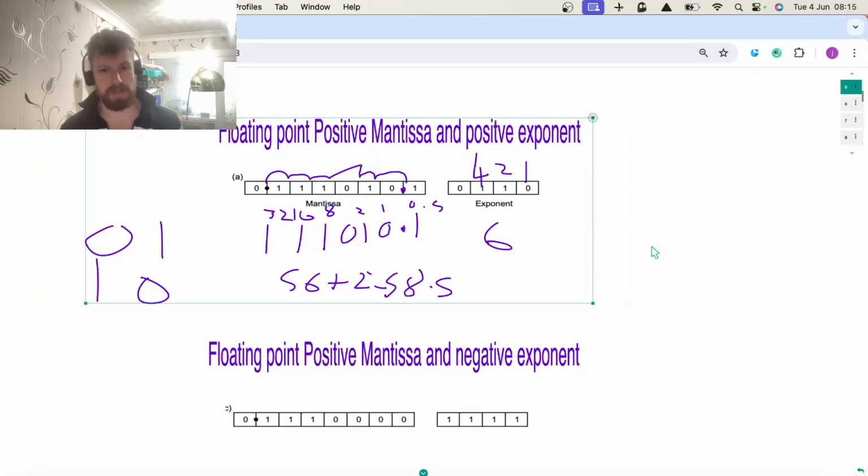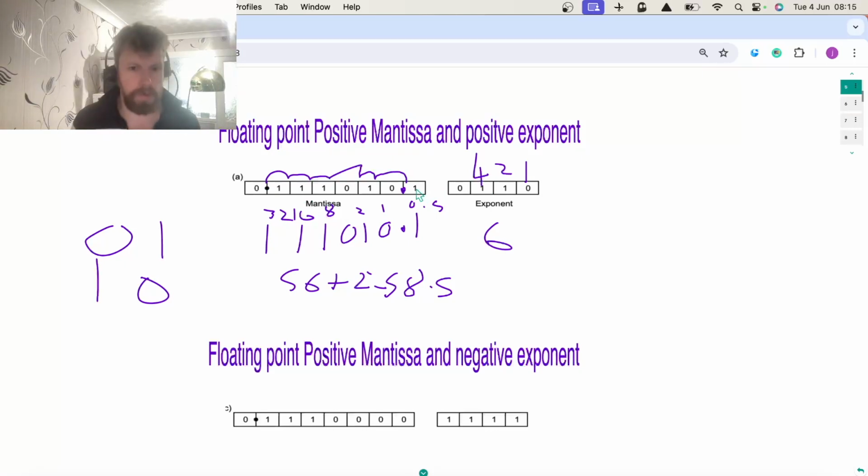Just going through those steps again. The exponent tells you how many places you're going to move the decimal point. The mantissa tells you the number, so the actual value. So you work out the exponent, you move the decimal point, and then you convert the number in normal fixed point binary, which we did before. So as you can see why I've taught it in this particular order, and that gave us 58.5 in there. So that gives us all of that.